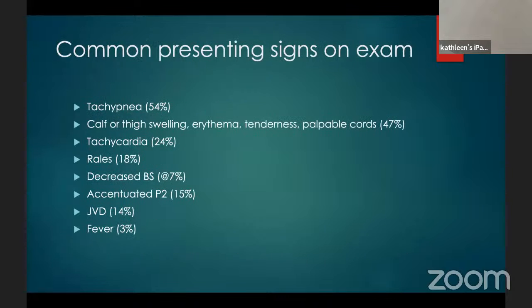Next slide. From PIOPED as well, the most common presenting signs on exam are tachypnea in 54%, calf or thigh swelling, erythema, tenderness, and palpable cords in 47%, tachycardia in 24%, rales in 18%, decreased breath sounds 7%, accentuated P2 in 15%, with P2 being the pulmonary component of the second heart sound on auscultation, jugular venous distension in 14%, and fever in 3%.